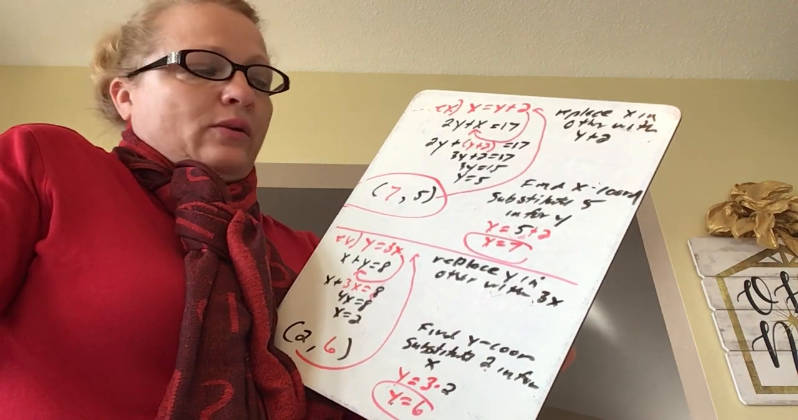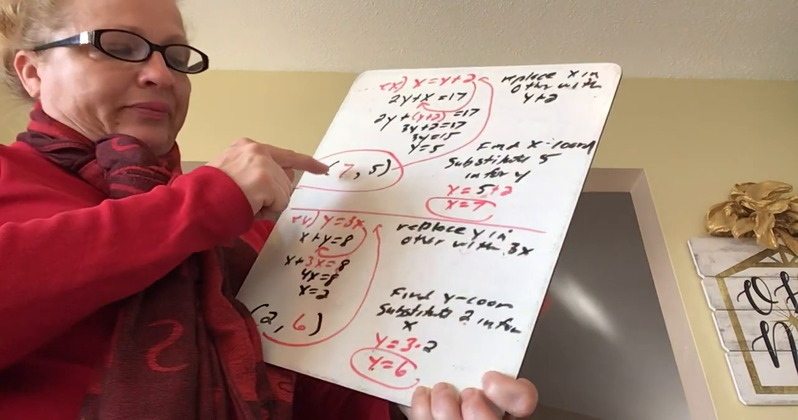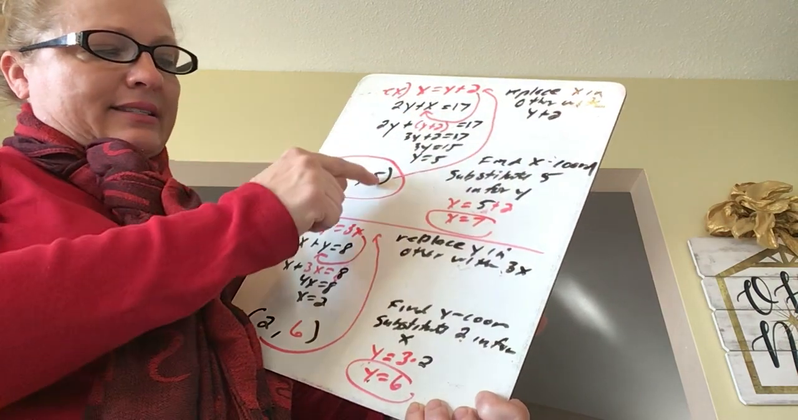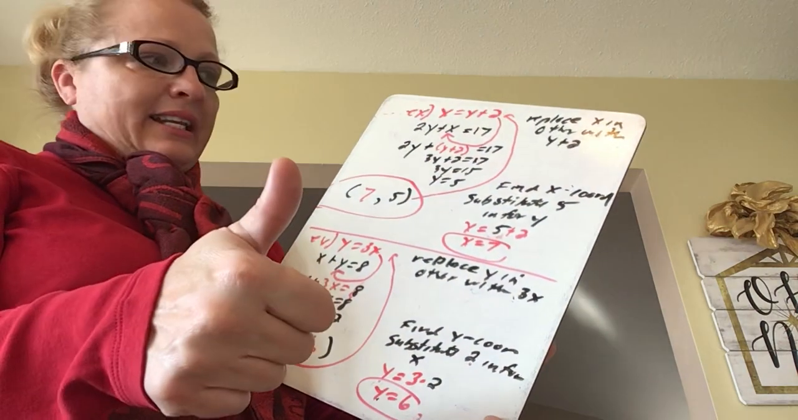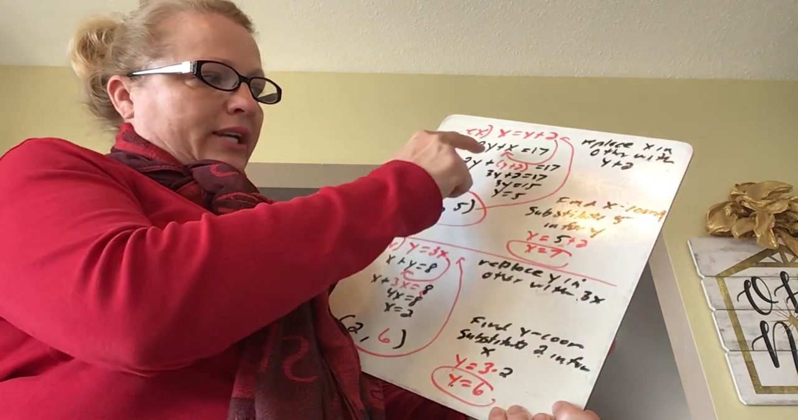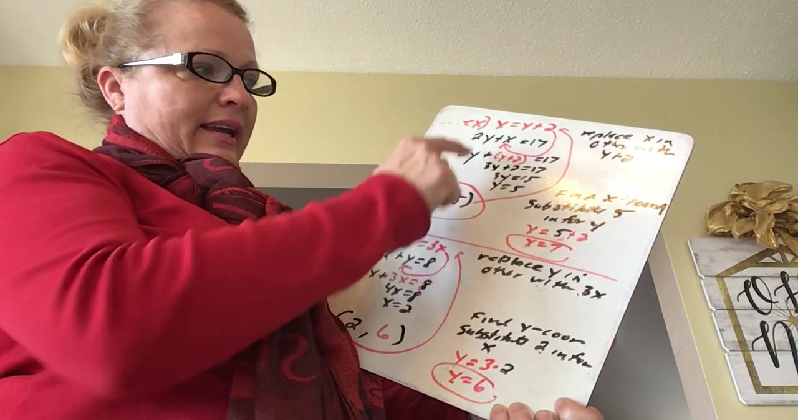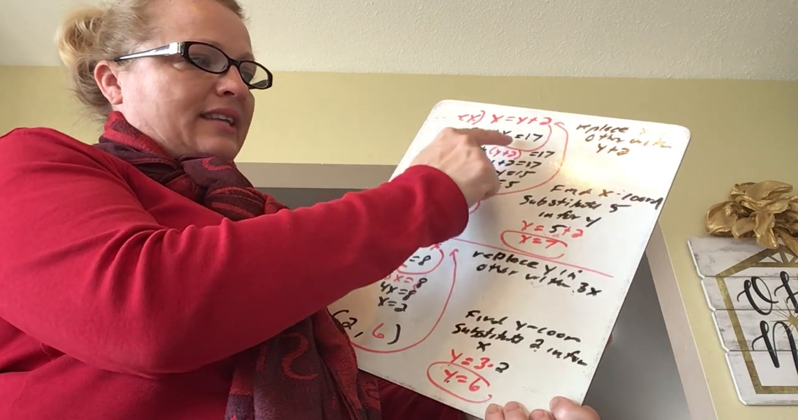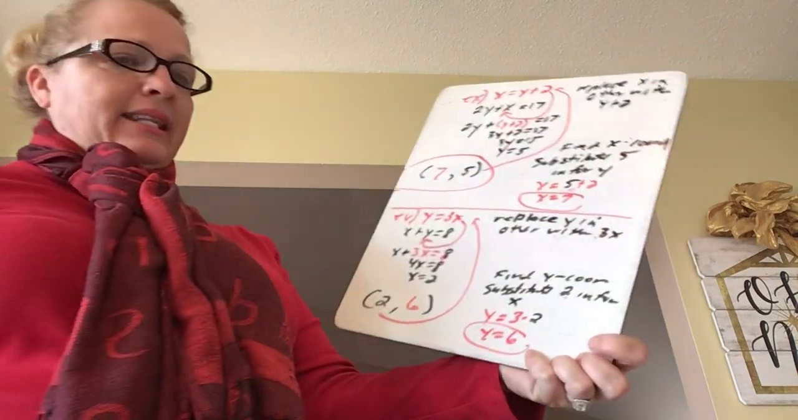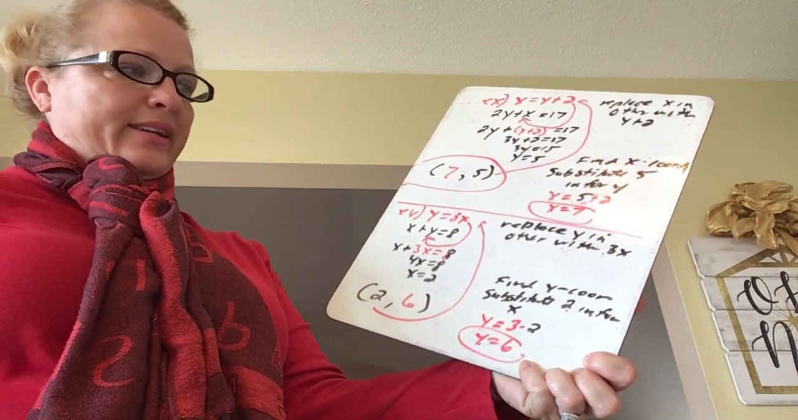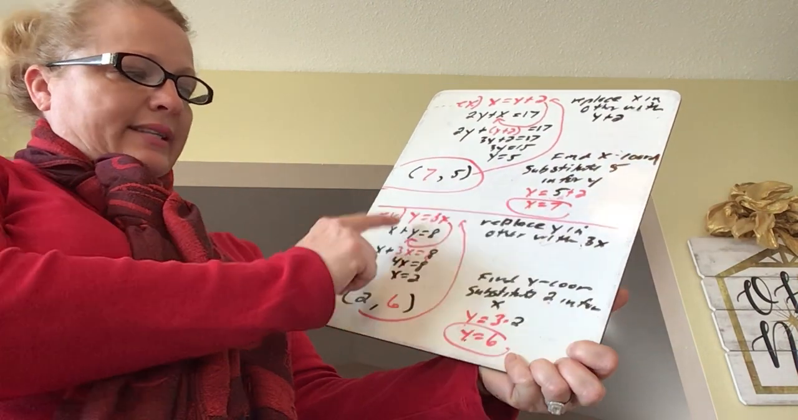This is an answer that works in both. Let's check it. If I put in 7 for x and 5 for y, 5 plus 2 is 7, 7 equals 7. Yep, that's true. If I put in 7 for x and 5 for y, I get 10 plus 7, which is 17. That works. Okay, let's go to the next example that is on the right side of this one.